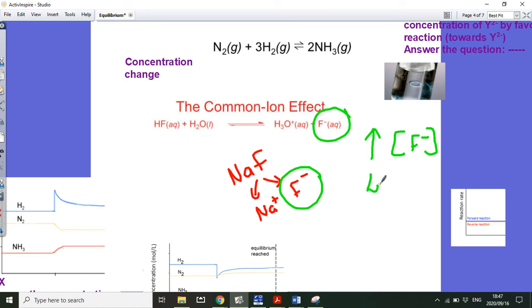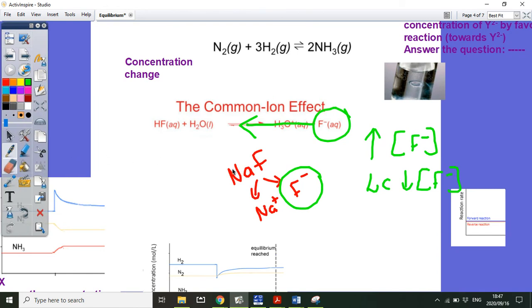So according to Le Chatelier, the reaction is going to tend to decrease the concentration of F minus, favoring away from there, which means it's the reverse reaction that will be favored. And I'm going to form more of this stuff on this side. So that one is pretty easy because it's very similar to the one that you had before where we just added H2.